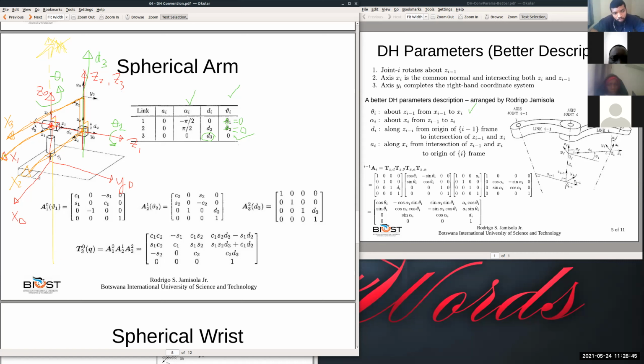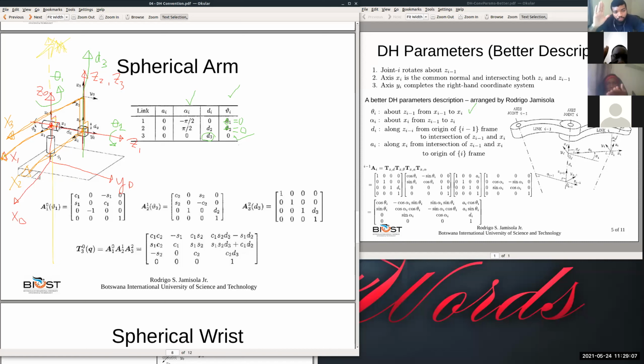Can you do it, all of you? Put your finger along x1. Come on, put your fingers up. Put your finger along x1. And then now all these four fingers are pointing along z0. Do you see that?